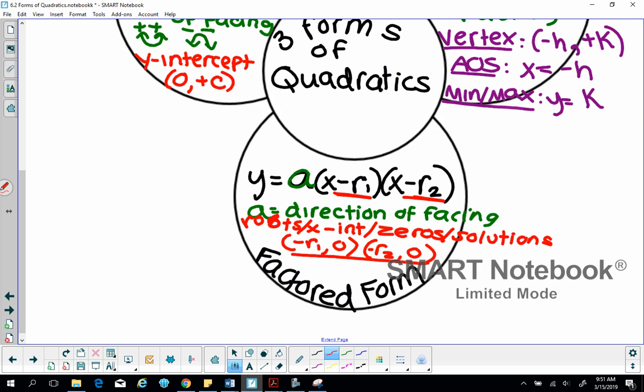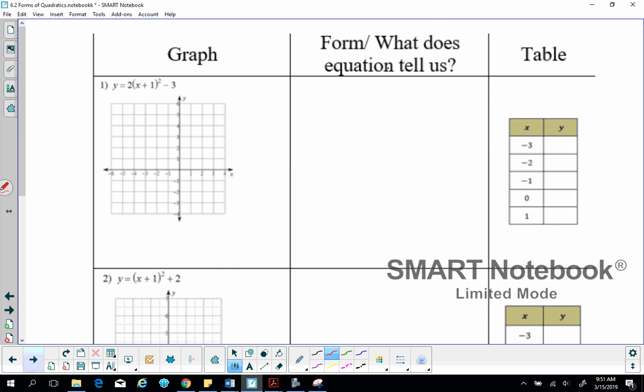Okay. So what you're going to do first is this worksheet. I don't want you to look at anything right now except the equation and what form it is. So looking at this equation, what form is that equation in? So this is on your worksheet. Vertex form. So I'm going to write vertex form right here.